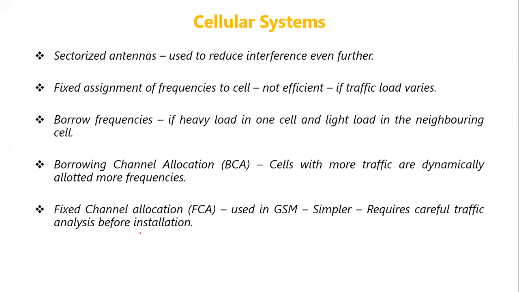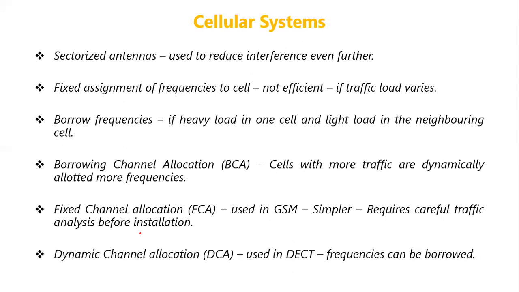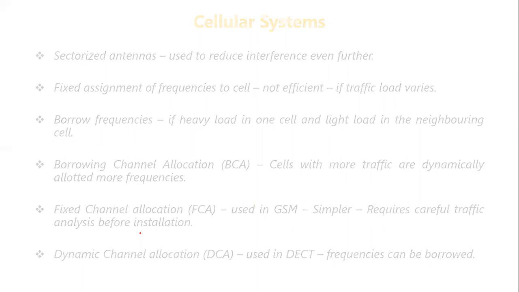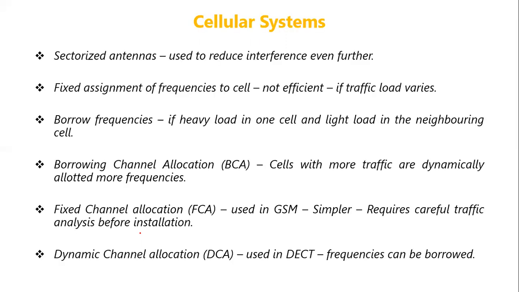And then we have something called dynamic channel allocation. Dynamic channel allocation is used in DECT. Here the frequencies can be borrowed. The cells can borrow frequencies from the neighboring cell. This is how dynamic channel allocation works.